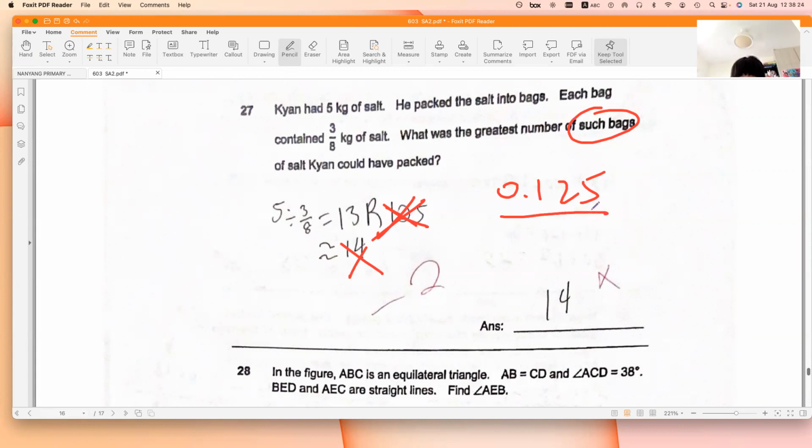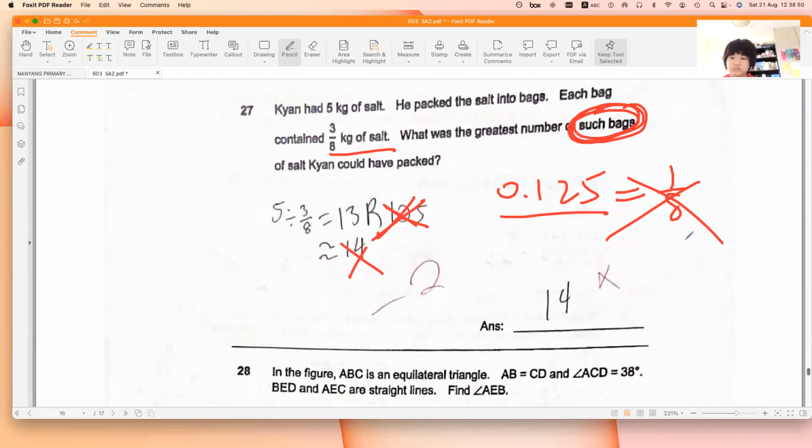So very good, you raise a question. What is this 0.125 salt? Good. Because the question says such bag. Can you see such bag? Such bag means I want to see the 3/8 bag. I don't want to see the 1/8. You can throw away the 1/8, or you can put this 1/8 into another bag, or you can even divide this 1/8 into 2 more bags, which I don't care. The question asks for such bag.